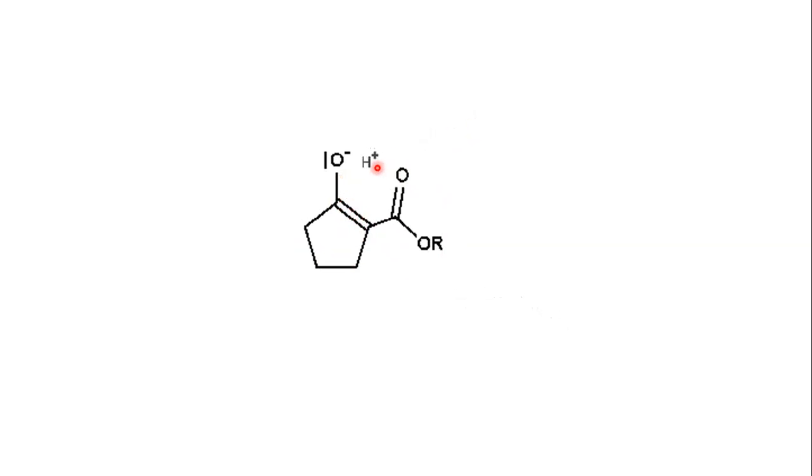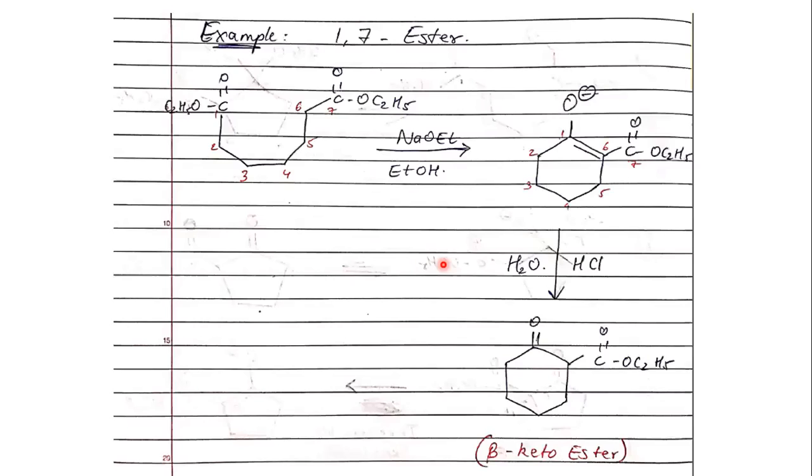Again, the last step is acidification or protonation using acid workup. And again, the alpha hydrogen comes back and you get your beta keto ester. So this was just an animation of your entire Dieckmann condensation.